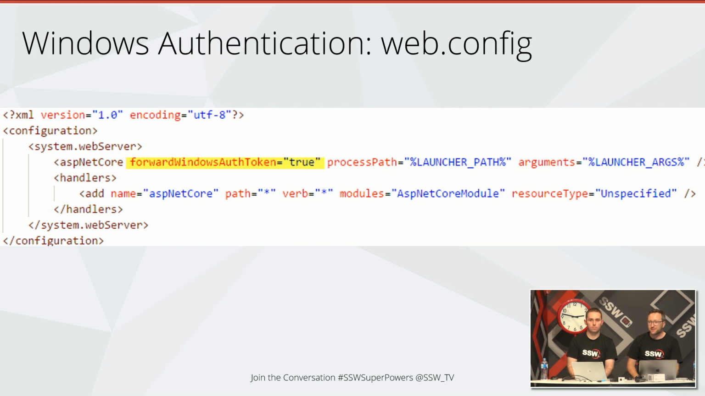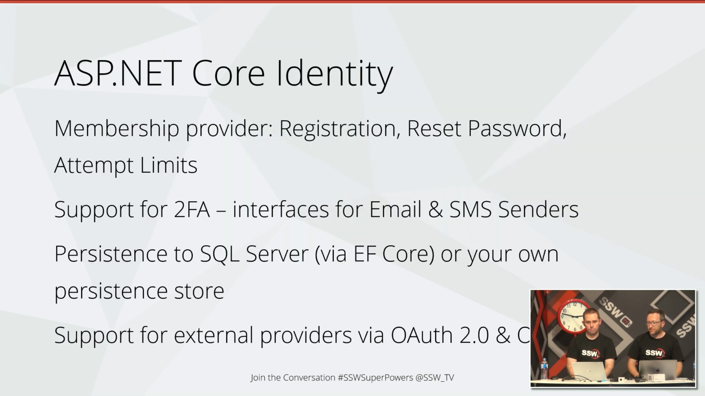So you set up IIS with a site that's got Windows Authentication turned on, put that in the web.config file, and then that will forward Windows Authentication stuff through to your running Kestrel process. That's pretty much it for Windows Authentication.